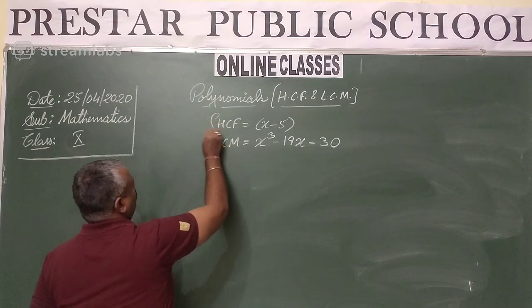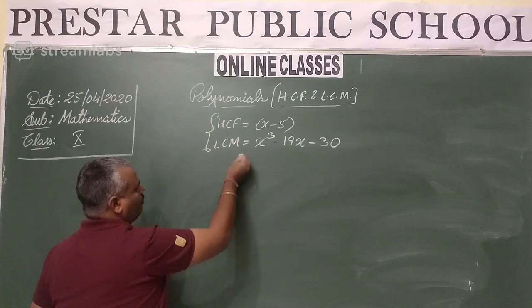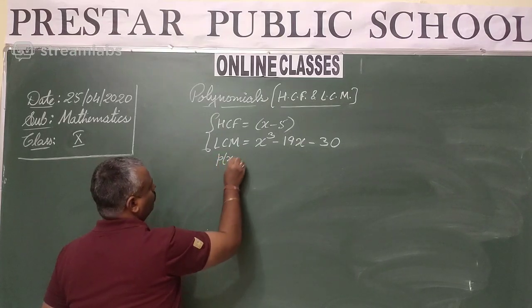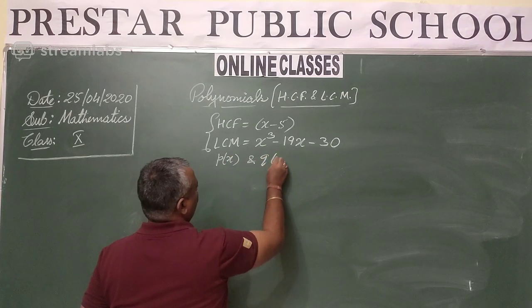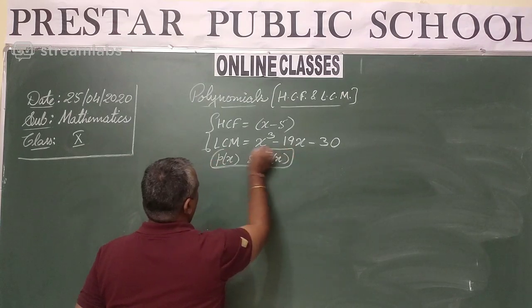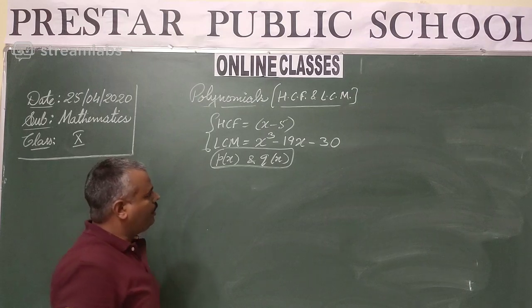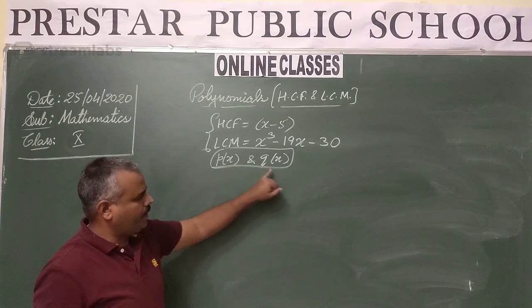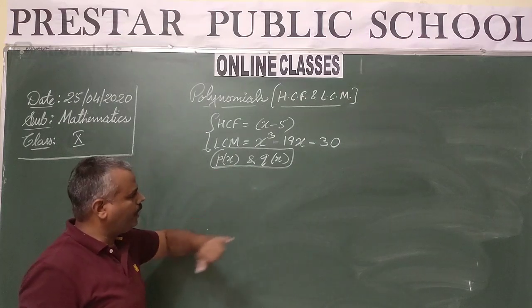Now here you are given HCF and LCM. What you have to do is find the two expressions, that is Px and Qx. You have to find them separately. These two expressions both are to be calculated. You are not given any of these.